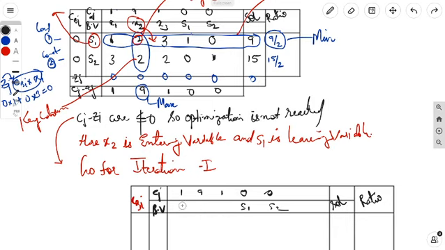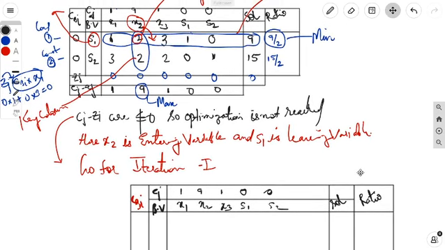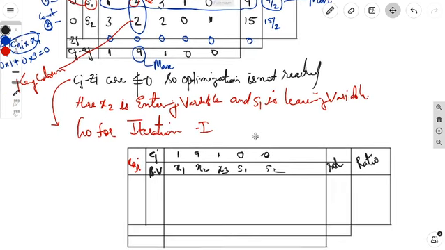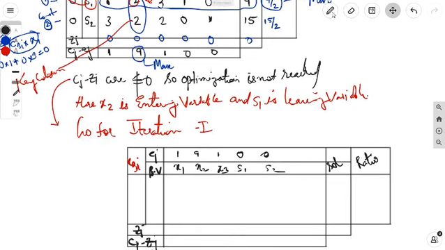this is X1, this is X2, this is X3. Okay, this is X1 and X2 and X3. Now here there will be little twist. As S1 in the previous problem, S1 was leaving variable and X2 was entering variable. So here what we need to write? We need to write X2 over here, in the place of S1, and here S2 as usual.